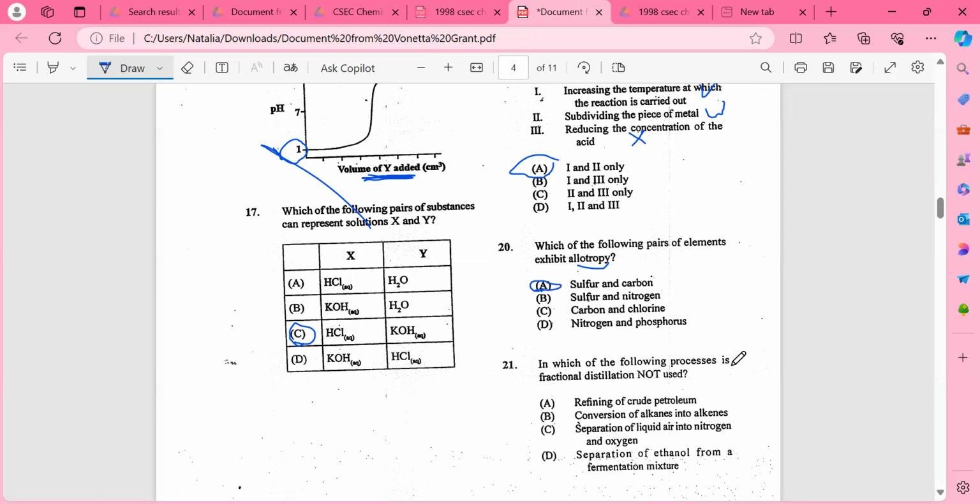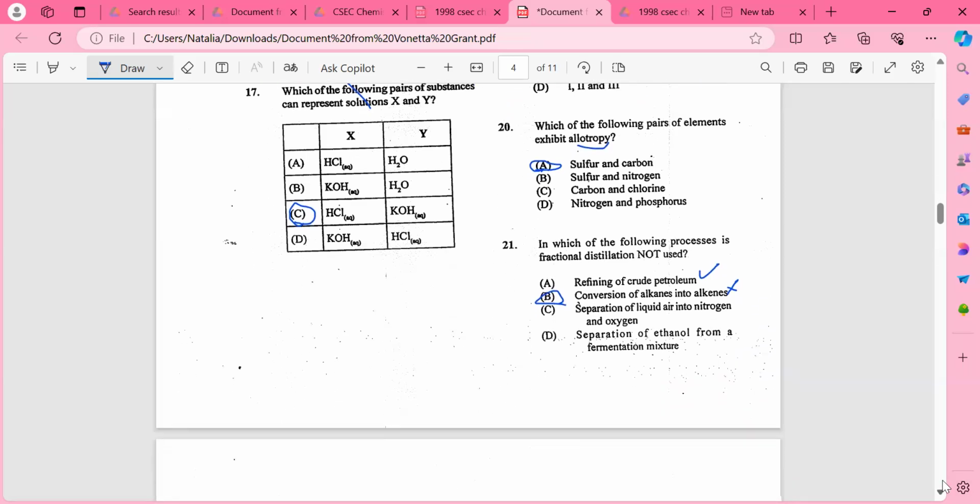In which of the following processes is fractional distillation not used? Fractional distillation, refining crude oil, that is true. Conversion of alkane to alkene, that's cracking. So the answer would be B. We use fractional distillation to separate gases as well as ethanol from fermented mixture. So the answer is B.